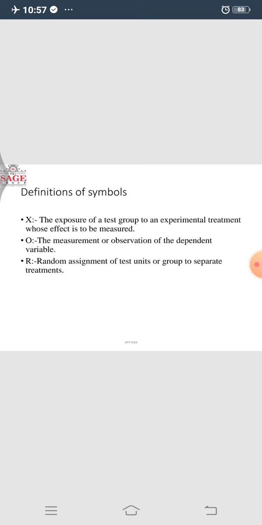So O will be the measurement or observation, meaning after one month we will see how much the hemoglobin of the students who have been eating an apple every day has increased. That will be depicted by O. R will be random assignment of test units or groups to separate treatments, like the group of children who are subjected to this experiment would be depicted by R.